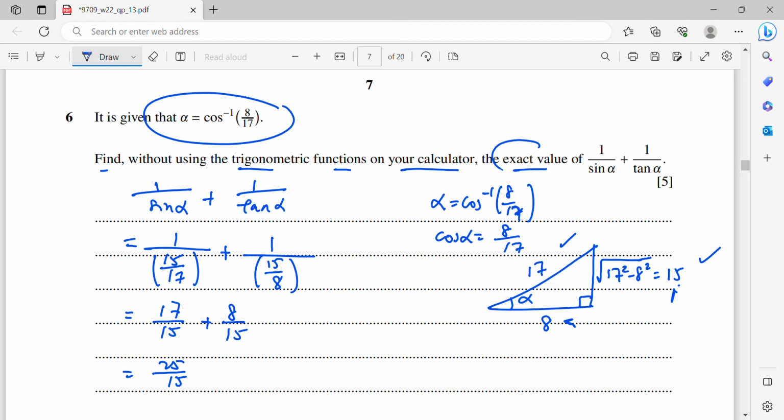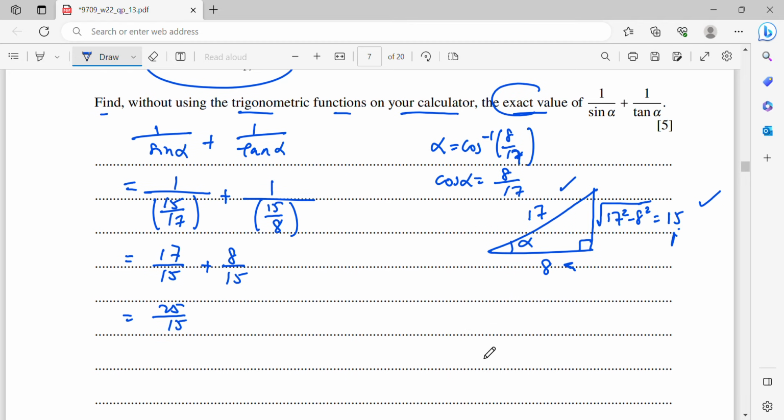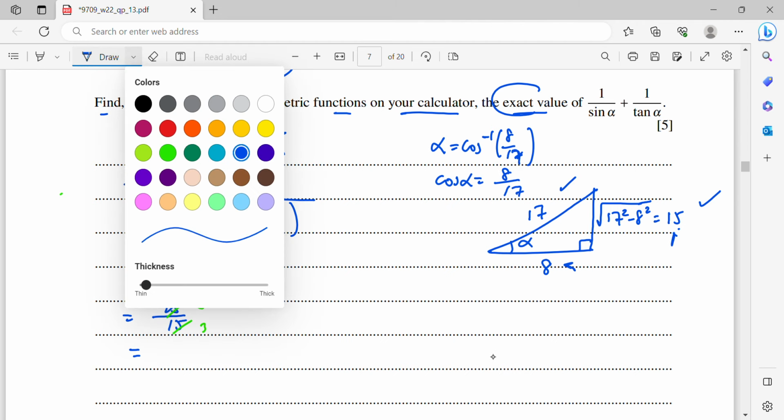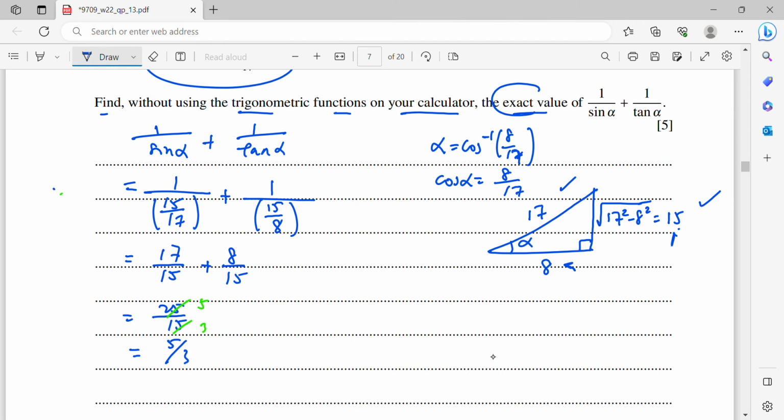Since the question is asking for exact value, you can just simplify. So 25 over 15 will be 5 over 3. Alright, so that's the solution for this question.